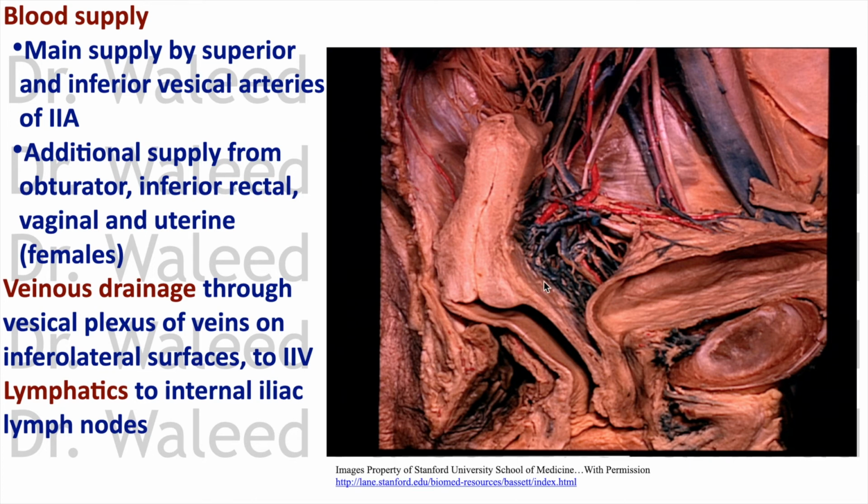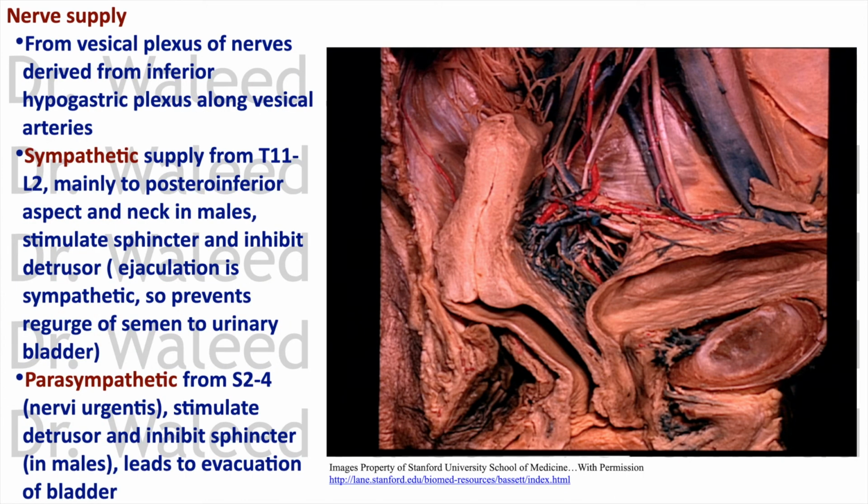And the venous drainage. There is a plexus of veins on the infralateral surfaces of the urinary bladder connected to the prostatic venous plexus, also to the uterine venous plexus. All these plexuses are connected together and they drain into the internal iliac vein. The lymphatic vessels go to the internal iliac lymph nodes.